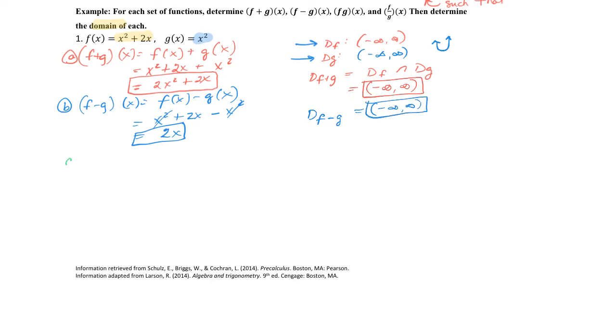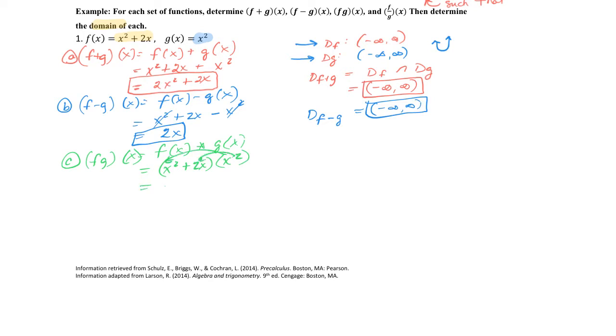Okay, so C. Now we're going to look at f times g of x. So this is f of x times g of x. So f of x, again, is x squared plus 2x times g of x, which is x squared. We'll distribute.